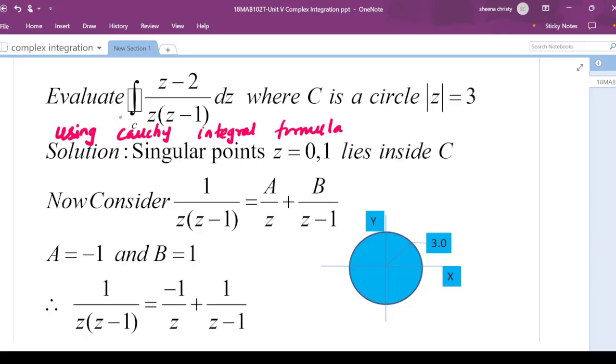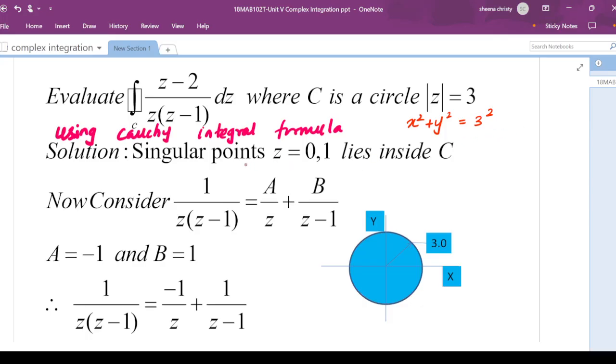Consider this problem. Evaluate the integral over the contour C of (z minus 2) by z into (z minus 1) dz, where C is the circle mod z equal to 3, using Cauchy's integral formula. So here mod z equal to 3 refers to a circle with center (0, 0) and radius 3.